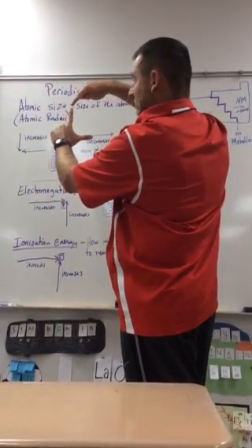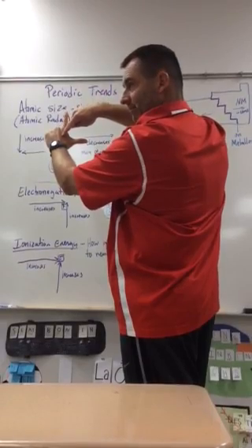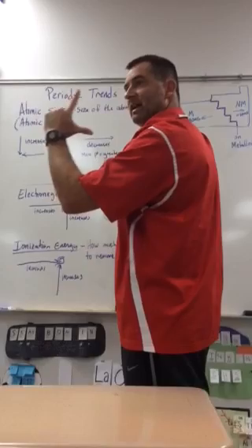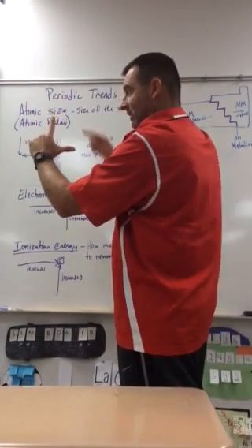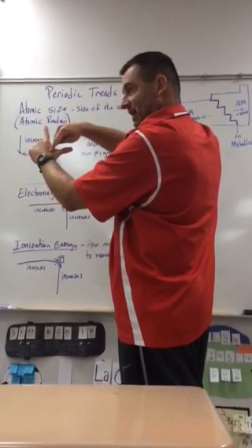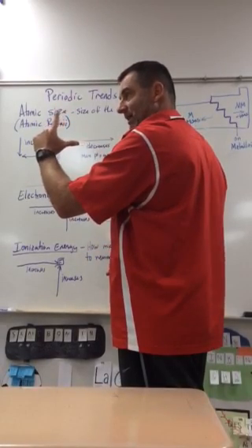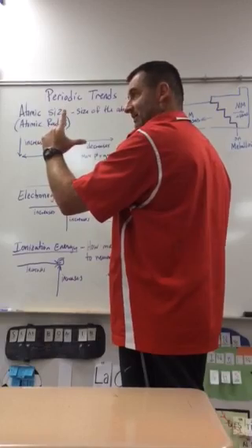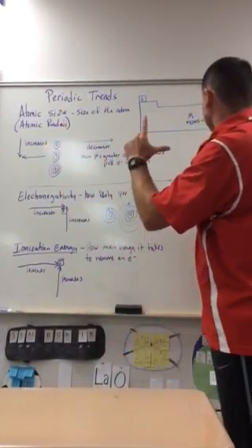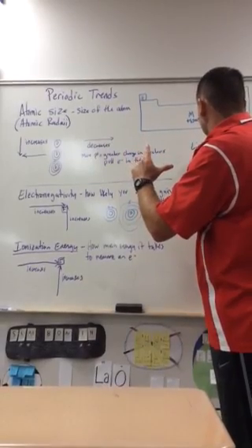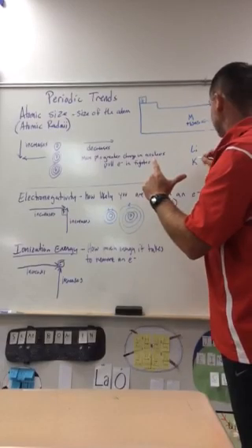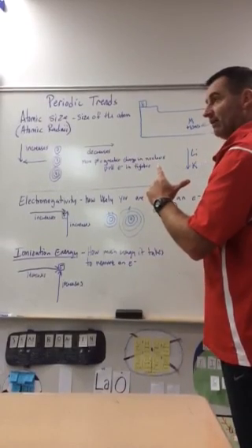It increases from top to bottom, and it increases from right to left. So it increases into your palm. That is atomic radii, and atomic size. So if I'm asking you which one is bigger, lithium or potassium, which one's bigger? Potassium, because it's bigger going down, right?